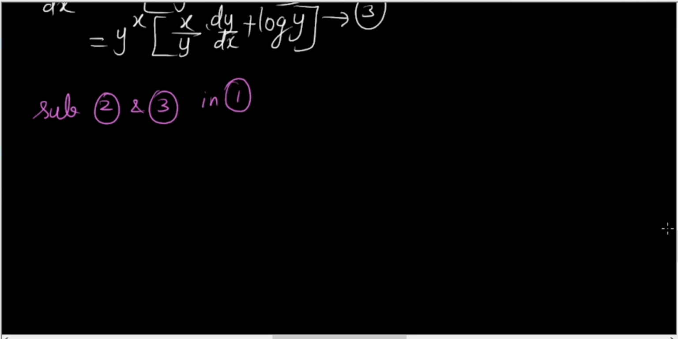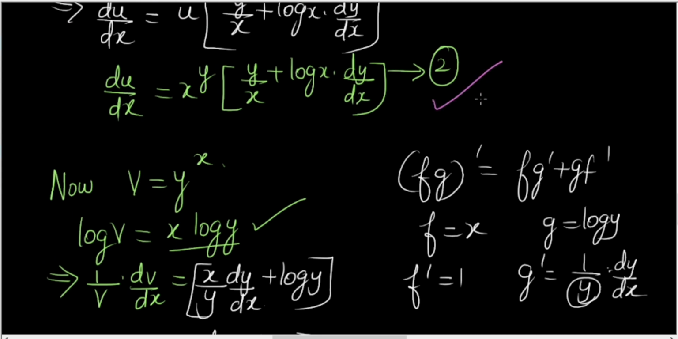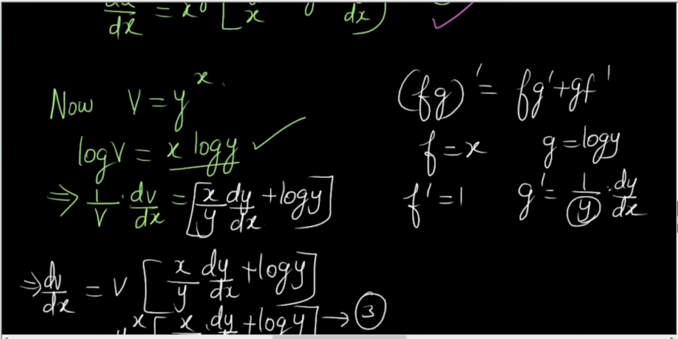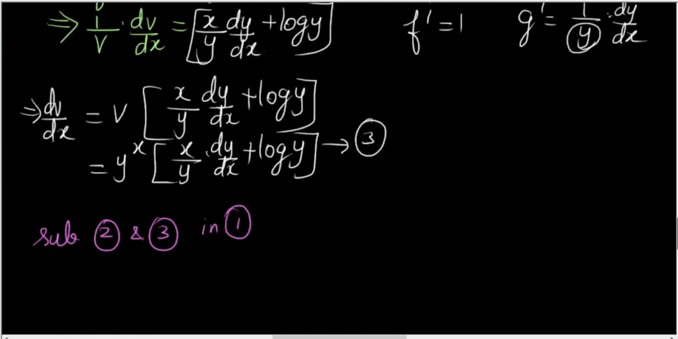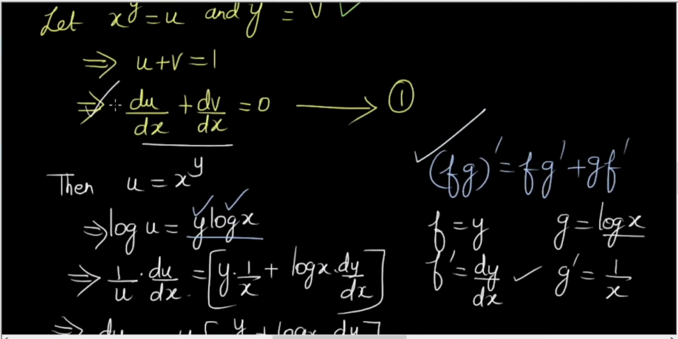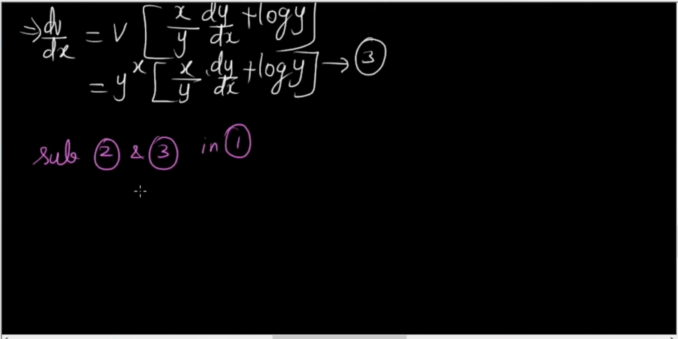So the second equation was x to the power of y. Inside the parenthesis we have got y over x plus log x times dy over dx. So that I am going to write down as it is, because our first equation, if you observe, is simply adding them and making it equal to 0. So that only we are going to do now, adding those two derivatives and making it equal to 0. So let us do that now.